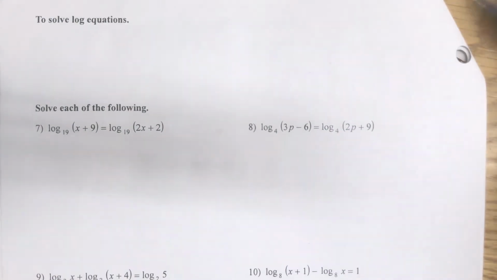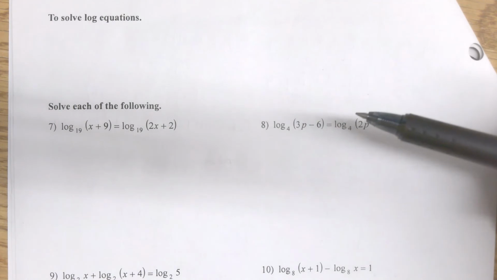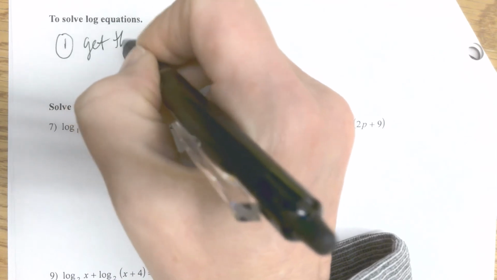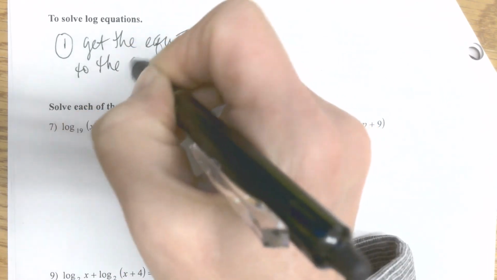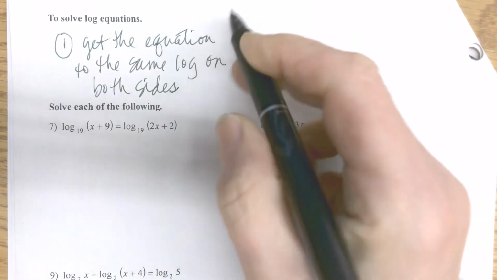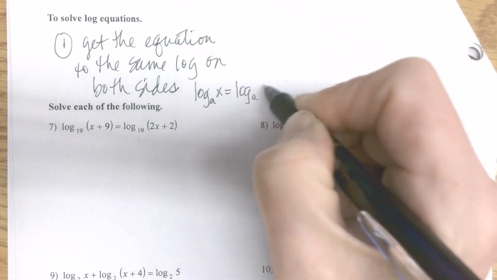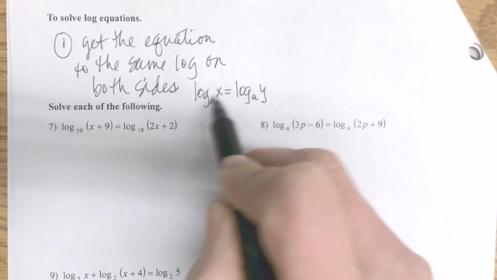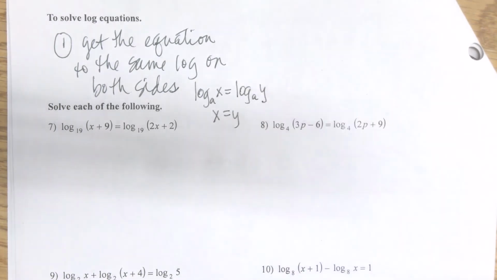When you solve log equations, you are going to also apply the properties. We have 2 different methods of solving. Method number 1, get the equation to the same log on both sides, and only one of them. So I'm going to have a log base a of x equals log base a of y. And then what I can do if it's the same on both sides is I can just drop the logs. And then I end up with x equals y.